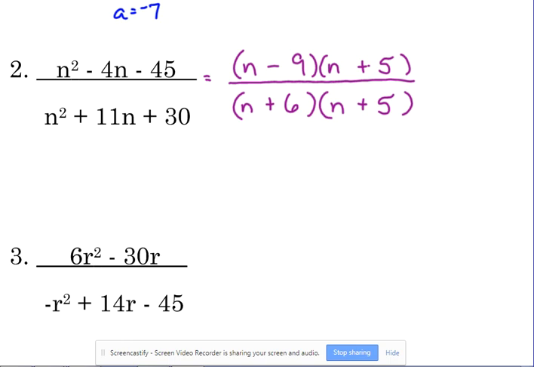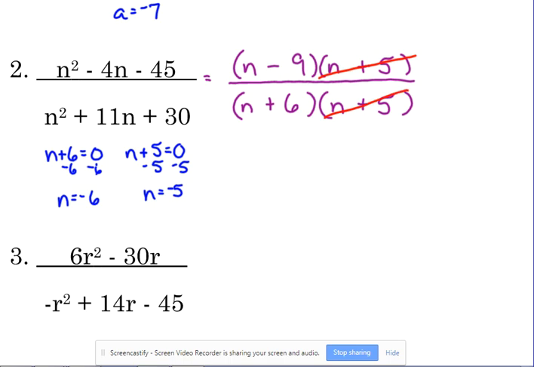Okay, so don't cancel just yet. We need to identify our excluded values, so we set the factors in the denominator equal to 0. So we get -6 and -5. Those are our two excluded values. Now we can cancel. What do we have that's the same in the numerator and the denominator? We've got n plus 5. So we are left with n minus 9 over n plus 6. And I ran out of room, but n cannot equal -5 and -6.